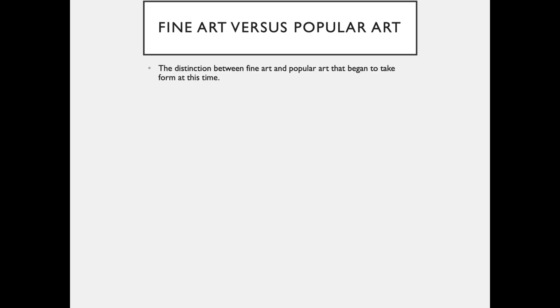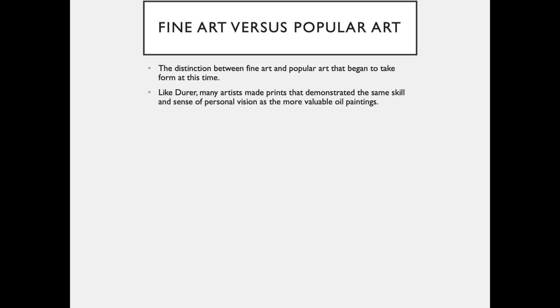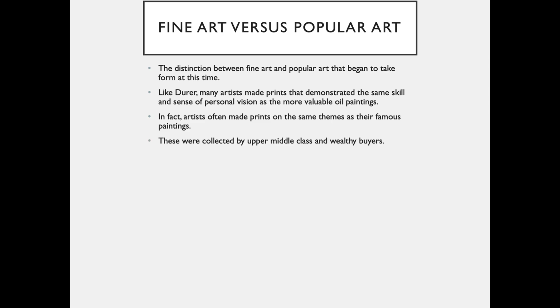Fine art versus popular art. The distinction between fine art and popular art began to take form at this time. Like Dürer, many artists made prints that demonstrated the same skill and sense of personal vision as the more valuable oil paintings. In fact, artists often made prints on the same themes as their famous paintings. So they might make a painting and then they would also do a print of the same subject matter. These were collected by the upper middle class and wealthy buyers.